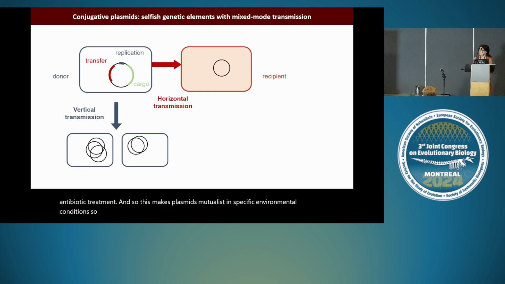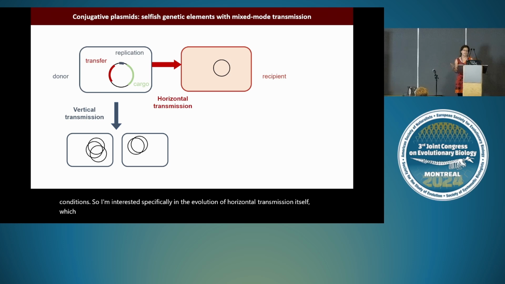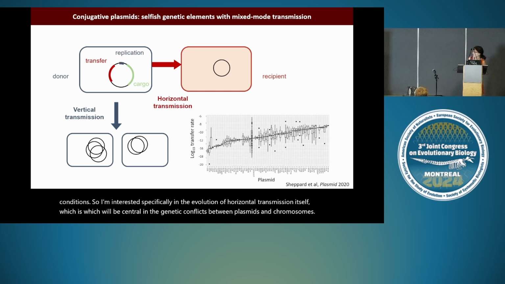So I'm interested specifically in the evolution of horizontal transmission itself, which will be central in the genetic conflicts between plasmids and chromosomes. And plasmid transmission rates are strikingly variable across plasmids. This was a meta-analysis that compared conjugation rates across plasmids and across bacterial backgrounds, and they showed a striking diversity, spanning 14 orders of magnitude between plasmid transmission rates. So one question we have is, in which conditions will plasmids evolve to transfer basically all the time for the high ones, or almost never?